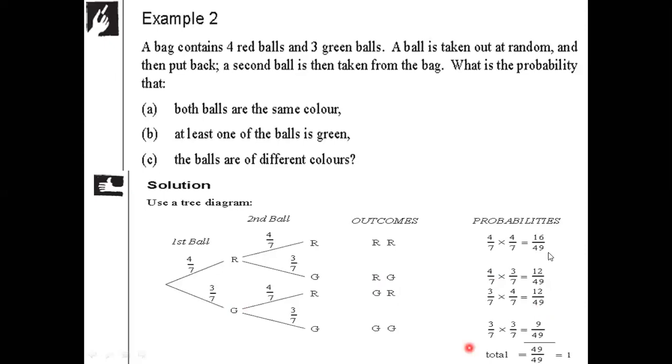If you add all these probabilities together, it's going to give us 1. That means the sum of all probabilities gives us 1. Remember, we've talked about that before. Now let's see the solution to A.